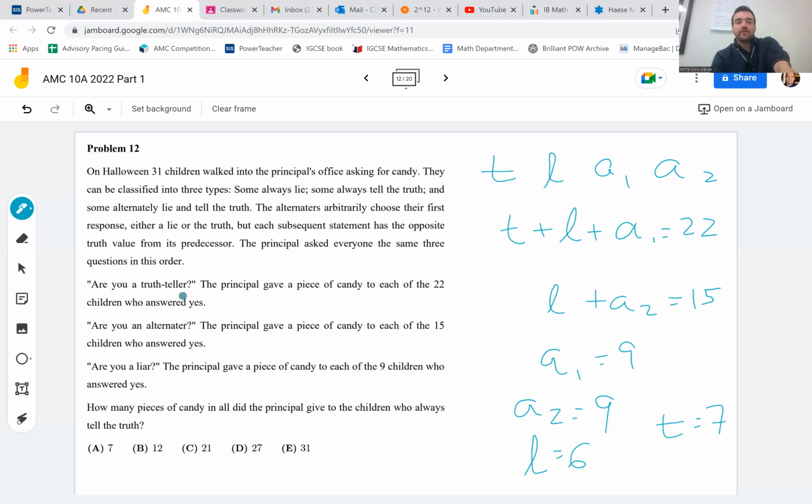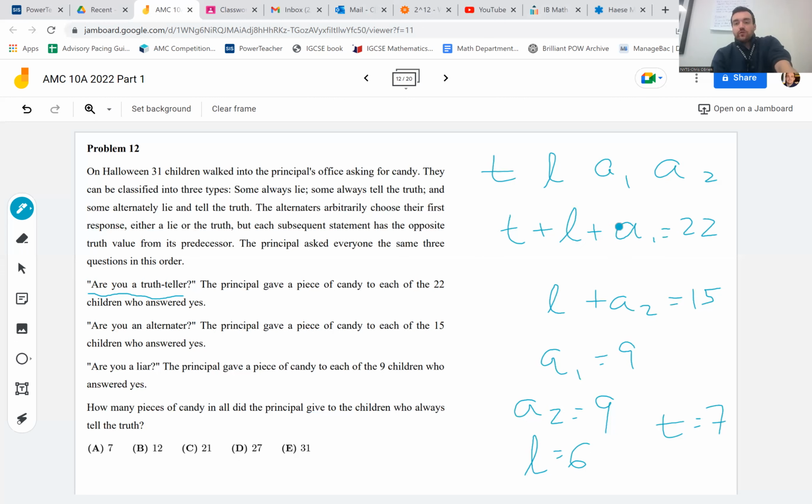So when the principal asks, are you a truth teller? Who's going to say yes? The truth tellers, T, right? The liars are going to say yes because they're lying. They're not going to say no, they're going to say yes, right? And then the A1, the students who alternate starting with the truth, will say yes. And that will add up to 22. Notice how that's 3 out of your 4 groups. So the only people missing here are the alternators who lie first, right?